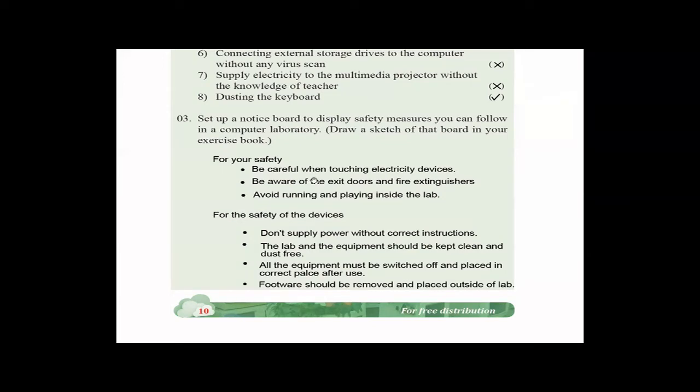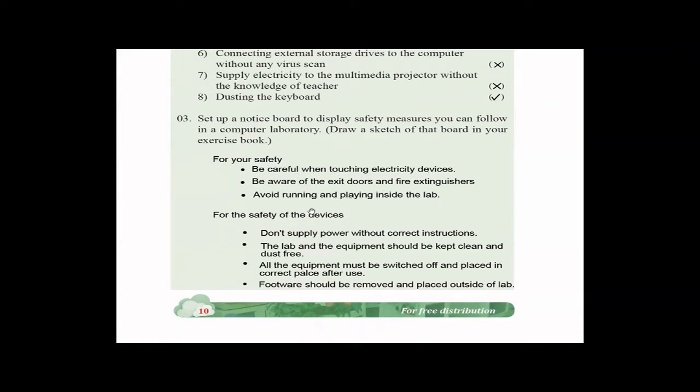use these points to create a nice, very attractive notice board, right? For example, be careful when touching electric devices. You can take that particular thing and draw something nice, like don't touch with wet hands, don't put pens and other things into the power sockets. Like that, you can have a nice notice board created. I have listed these because it will be good for your reference. For example, for your safety, you have to be careful when touching electric devices, right?